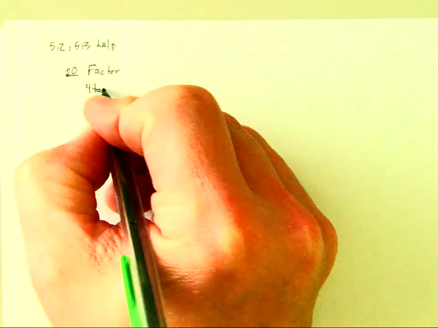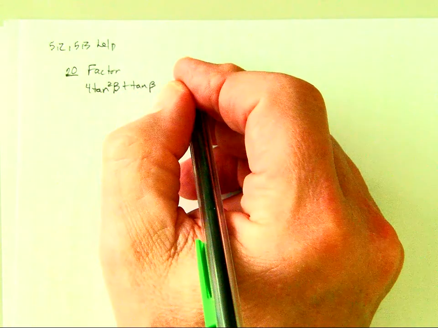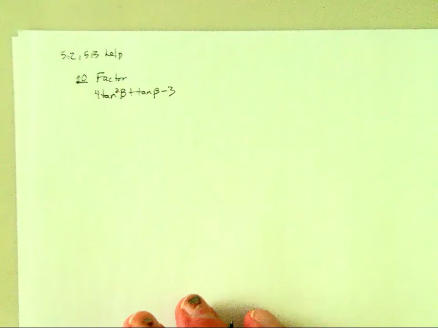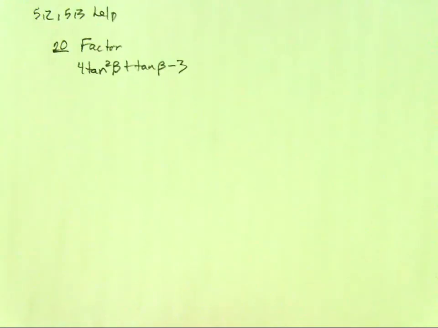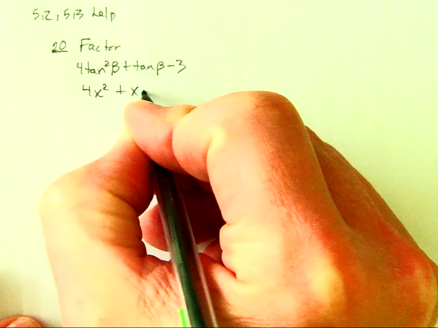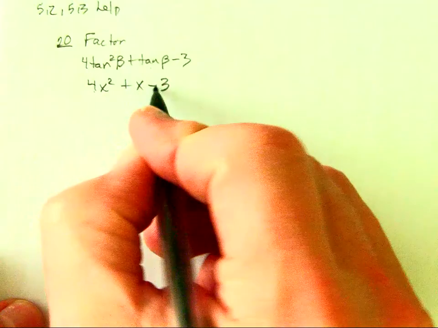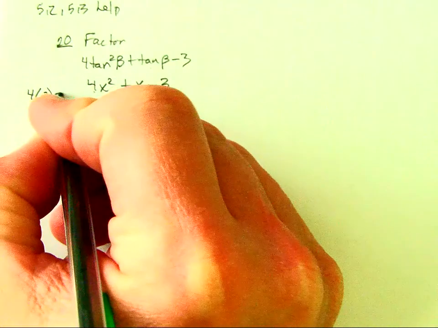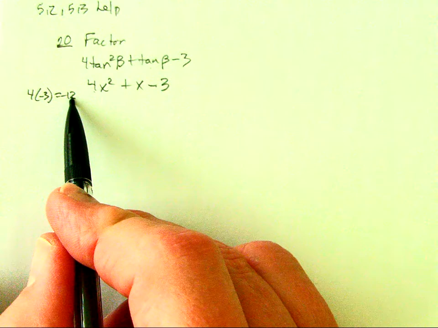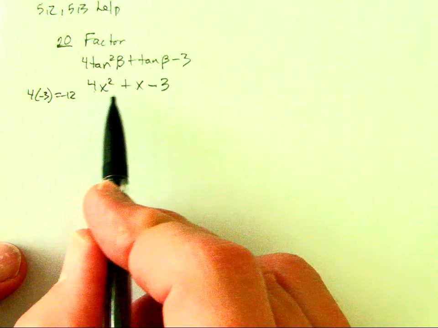So it's 4 tangent squared beta plus tangent beta minus 3. Now, if it'll make this a little simpler, you can think about it like you would in algebra. If I replace the tangent beta with x, this would be 4x squared plus x minus 3. Now if you use the grouping method of factoring, first you take 4 times negative 3, which is a negative 12. Now we want to look for two factors of a negative 12 that if we added them together, we'd get this middle coefficient 1.